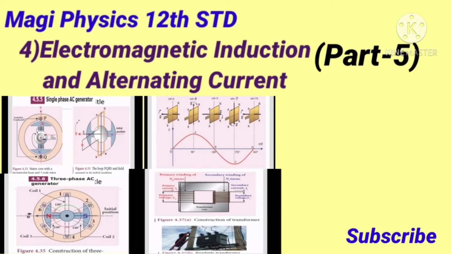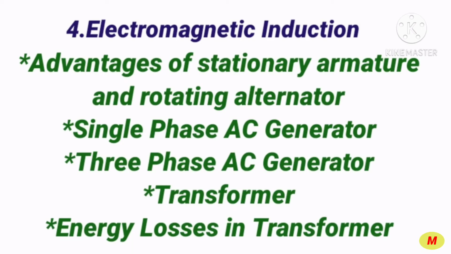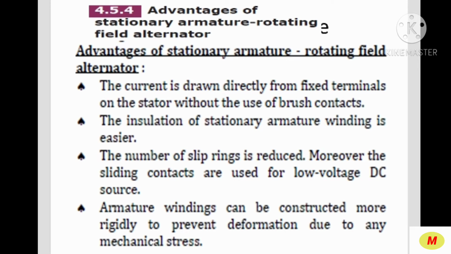Hello students, in this video we are going to discuss some important topics in the 4th lesson, electromagnetic induction and alternating current. First one is about advantages of stationary armature or rotating field alternator. The current is drawn directly from the fixed terminals on the stator without the use of brush contacts.